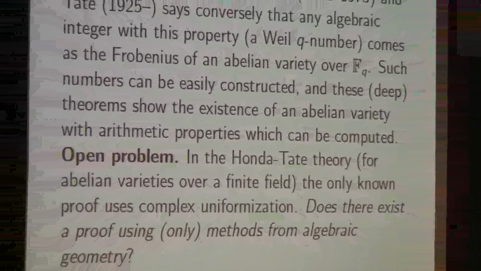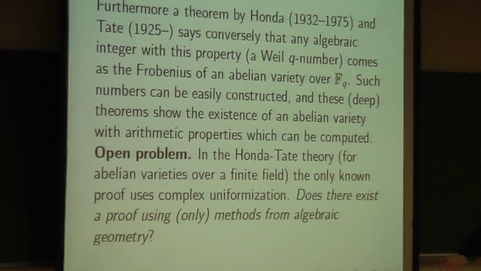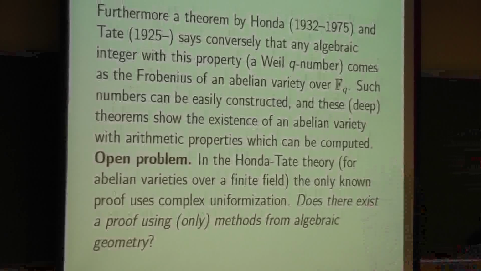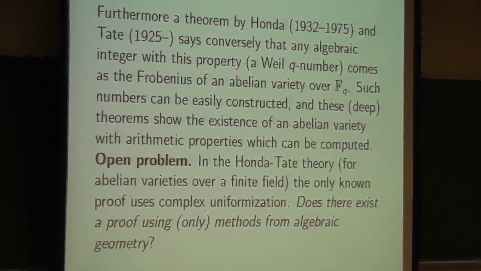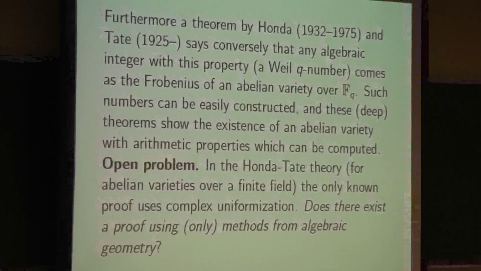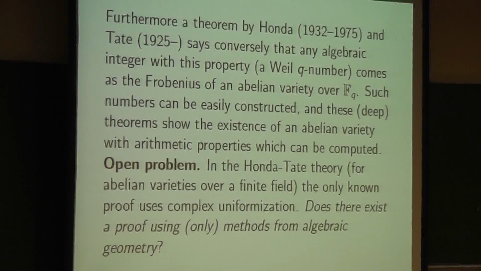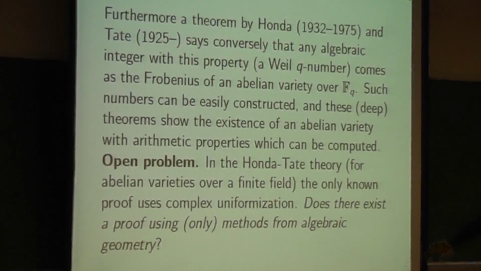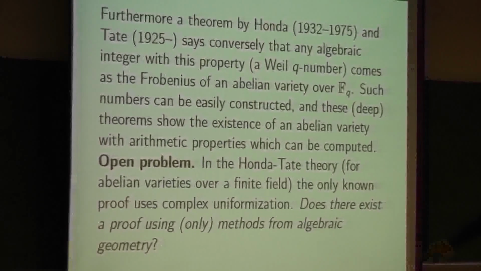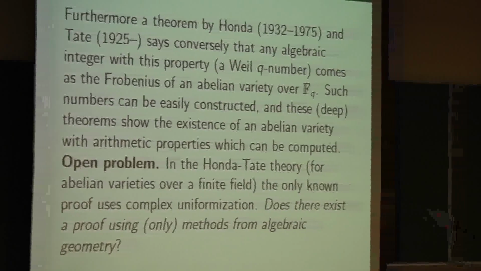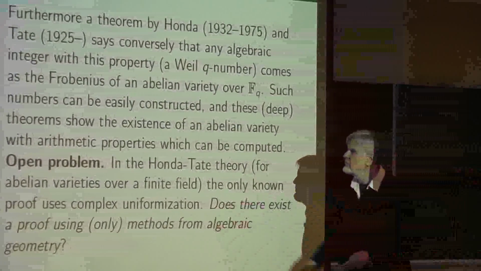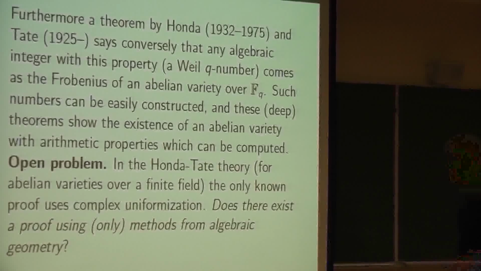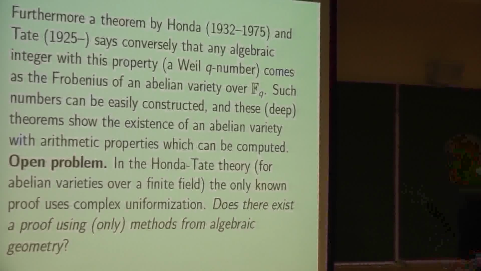Honda and Tate have proved that conversely, if you take a Weil number, then you can construct an abelian variety. And it's an open problem whether the proof of the Honda-Tate theory, which uses complex uniformization with all the drawbacks, can be made algebraic. And I think GB and I made progress last week that we really can prove this, but I don't announce this yet. So in the Honda-Tate theory, the only known proof uses complex uniformization, and that proof is really involved.